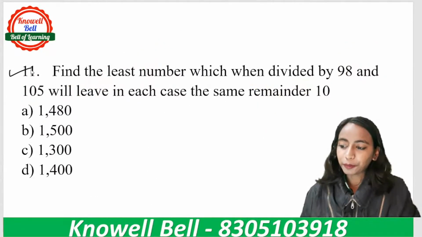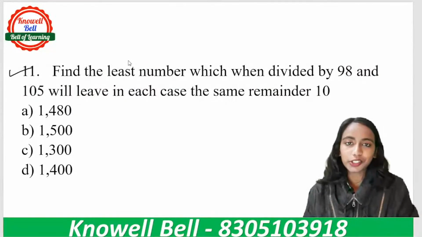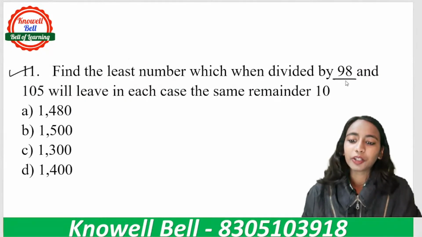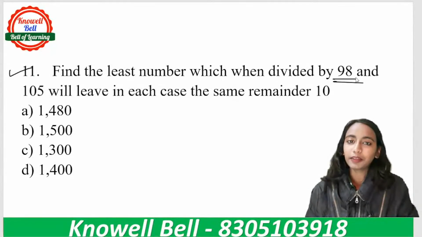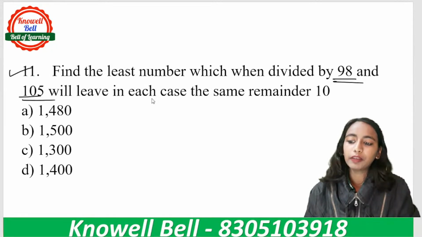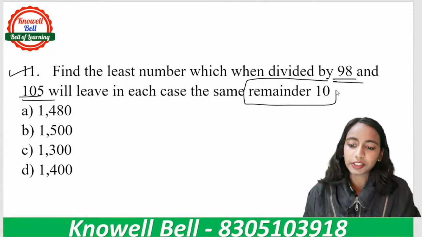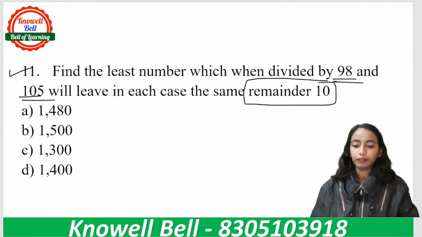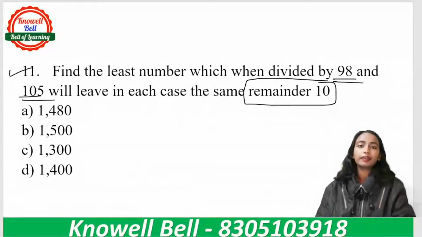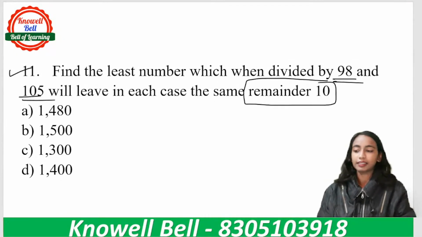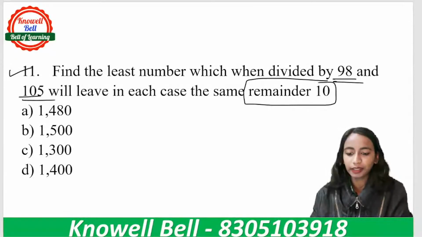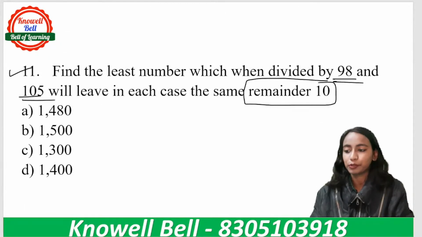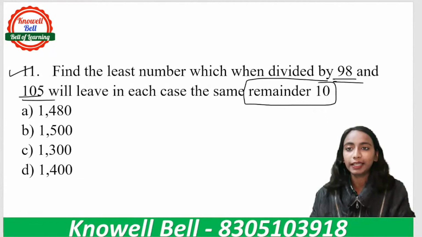Next, you will create the poll for the next question. Once again, it is a similar question. You will be able to do it very nicely. The question is saying we have to find the least number which, when divided by 98 and 105, will leave 10 as a remainder in each case. So go ahead, everyone. First, you will find the LCM. Then you will add 10 in the LCM and we will get our answer. So first thing you will do is proceed with calculating the LCM for this question. What will be the LCM for 98 and 105?